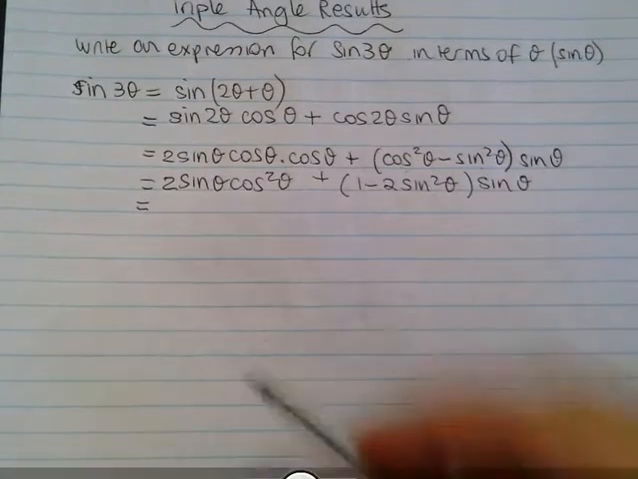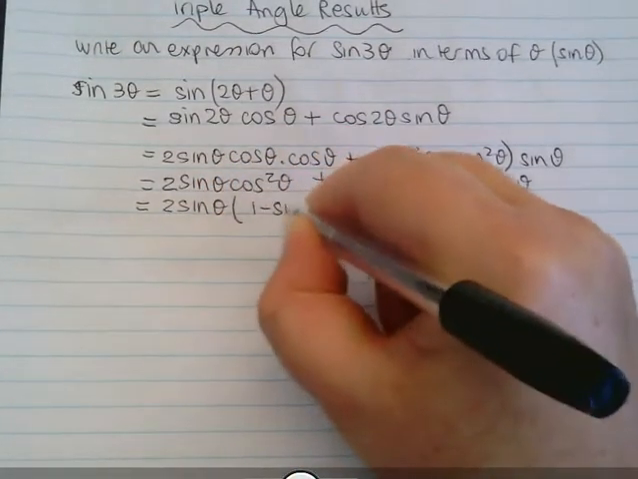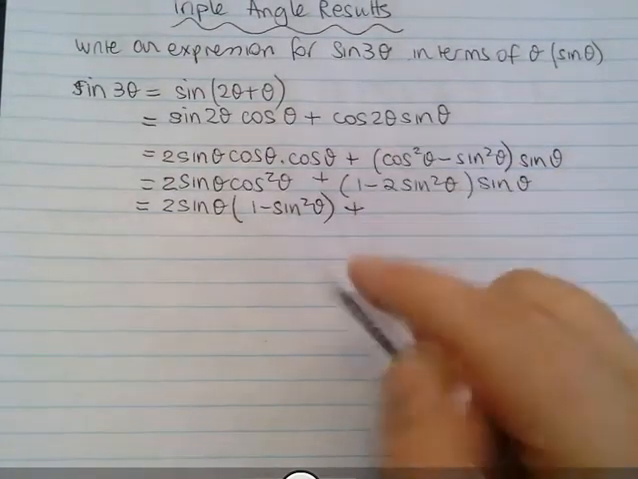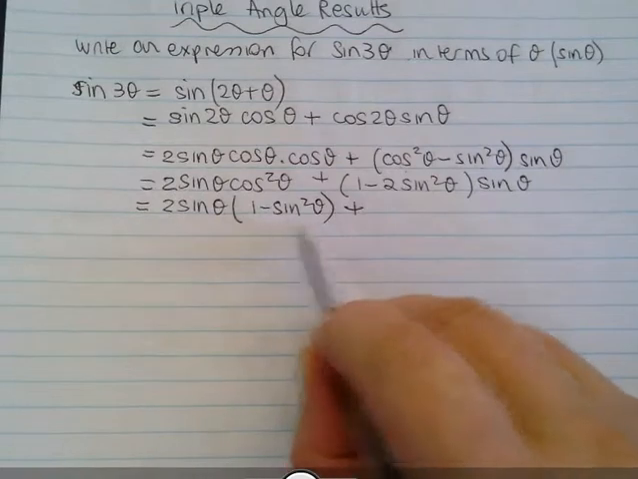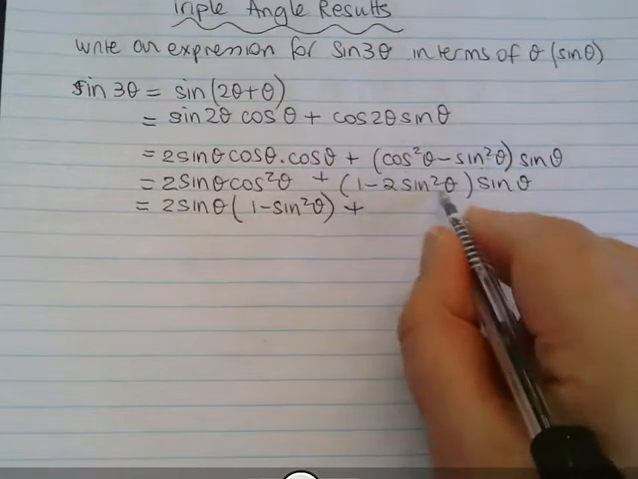Now, before I go expanding, I'm going to write cos squared theta as 1 minus sine squared theta. Often they'll ask you to show that sine 3 theta equals this result all in terms of sine theta. They will tell you, write sine 3 theta in terms of sine theta. Plus, are we okay with that? Cos squared theta is 1 minus sine squared theta. I decided to change from this version and write it as 1 minus 2 sine squared theta.